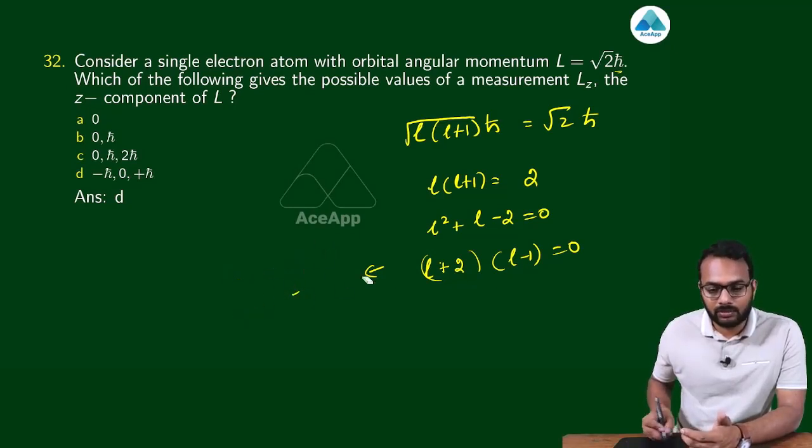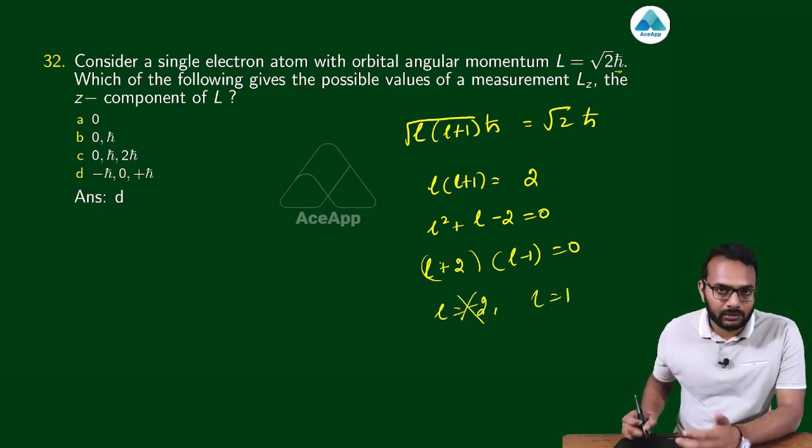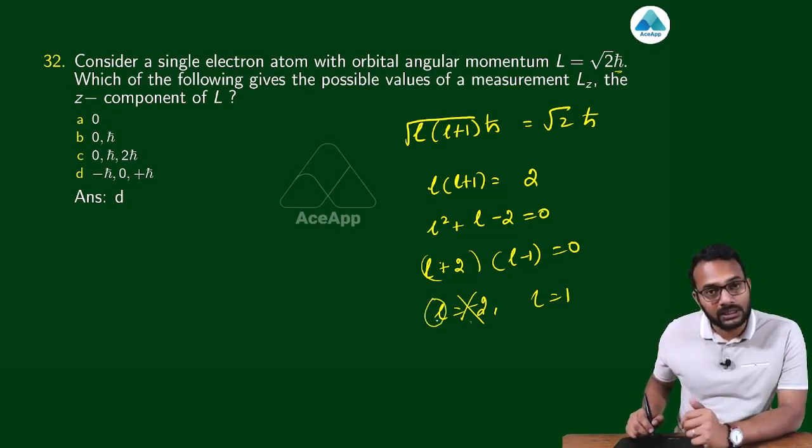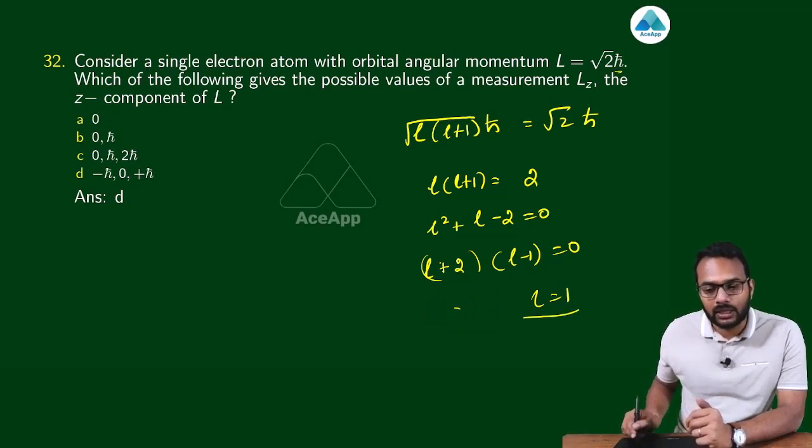We have two possibilities: L could be equal to minus 2 or L could be equal to 1. We reject minus 2. Why do we reject this? Because L can take only positive values. So L equal to 1.